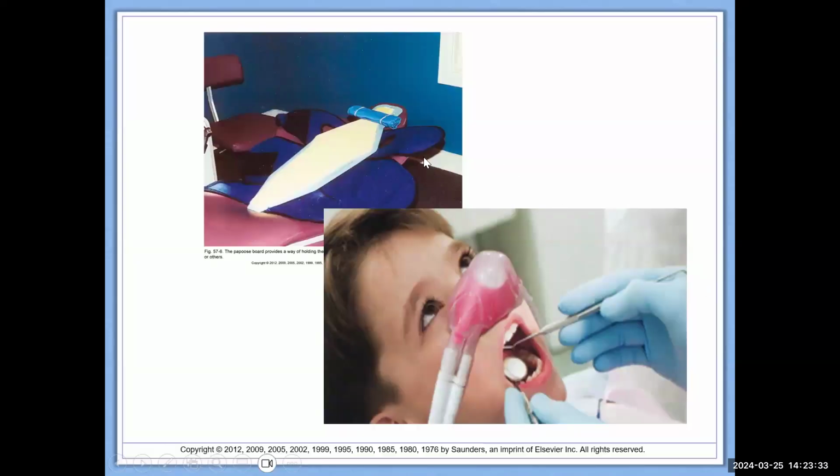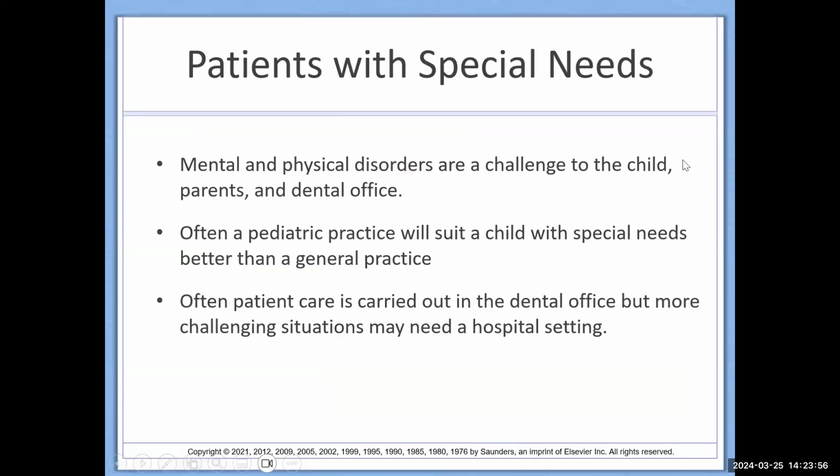And here's an example of that papoose board that we have here. These are basically straps, and they're strong, powerful straps. The child would lay down here, and you would basically take these straps and strap them to it so that they don't harm themselves. And here's an example of the nitrous oxide being performed on a child.